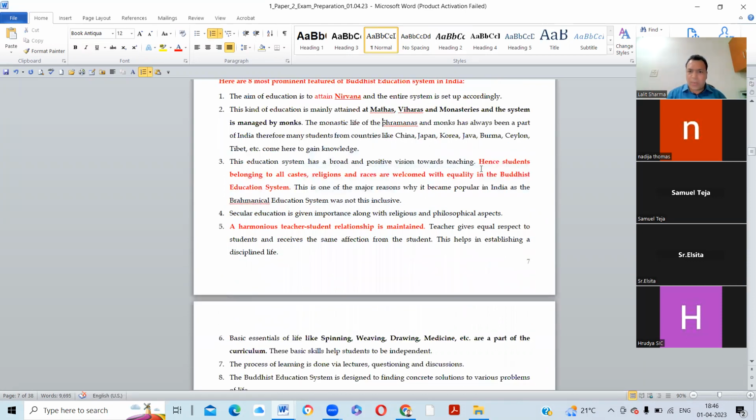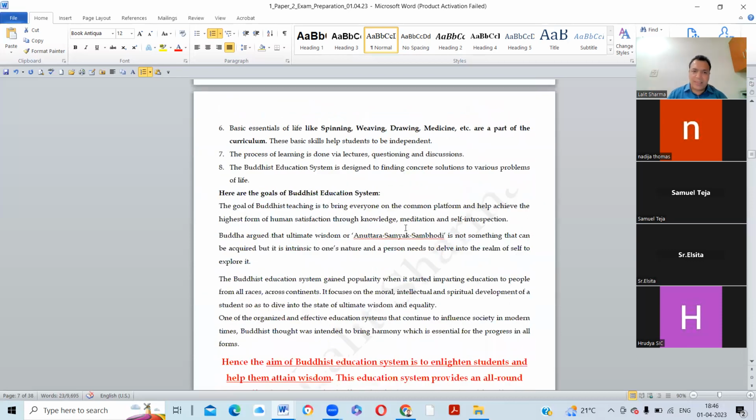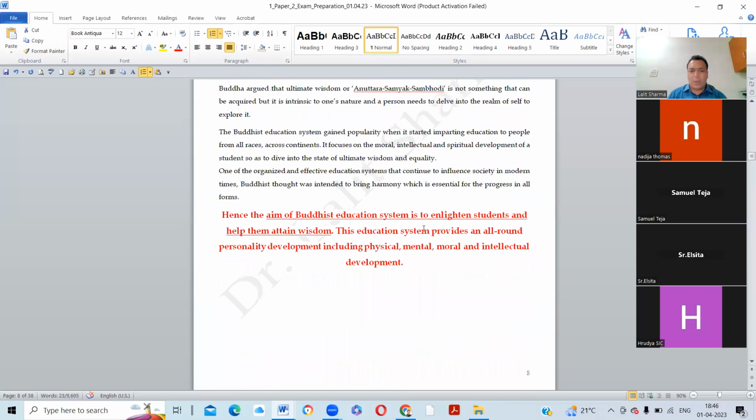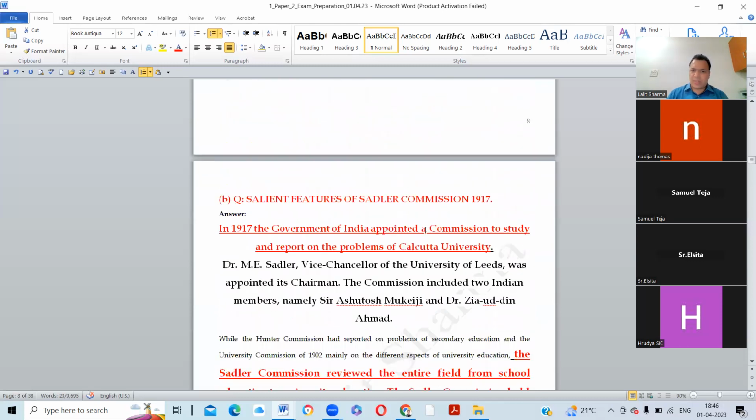So it is talking about how, at the time of Lord Buddha, this education system had a broad and positive vision towards teaching, right? Students belonging to any caste, religion, or race are welcomed with equality in the Buddhist education system, right? So harmonious development, all of this you have to explain about the Buddhist system of education, right?